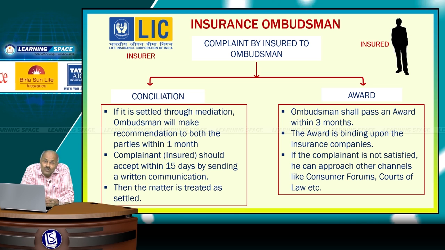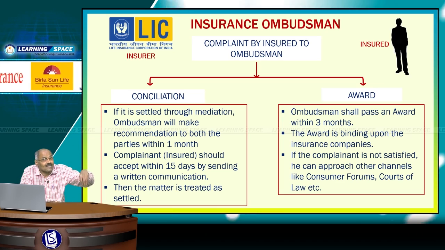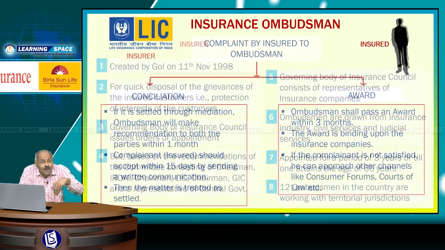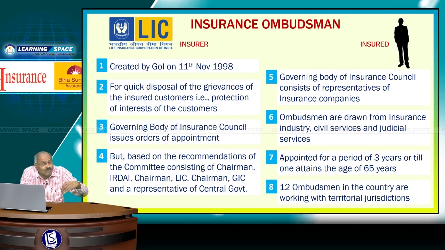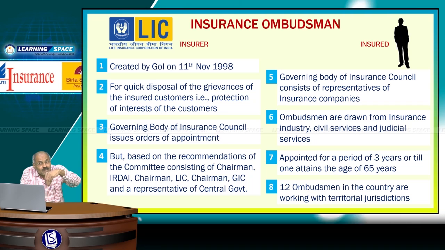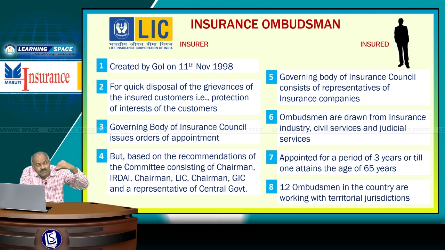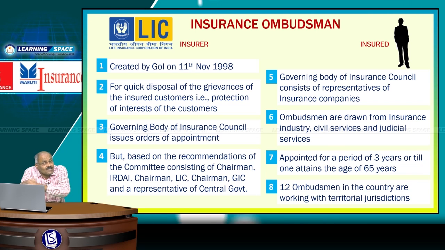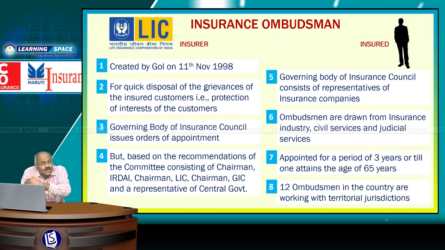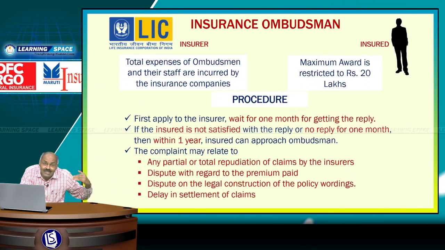Right? Here the most important points are who appoints the ombudsman, that is the governing body of Insurance Council, but based on the recommendations of some committee. And the second point is that they are to be drawn from the insurance industry, civil services and judicial services, appointed for a period of 3 years only, or 65 years is the maximum age. 12 ombudsmen are working in the country, and the maximum award is 20 lakhs.